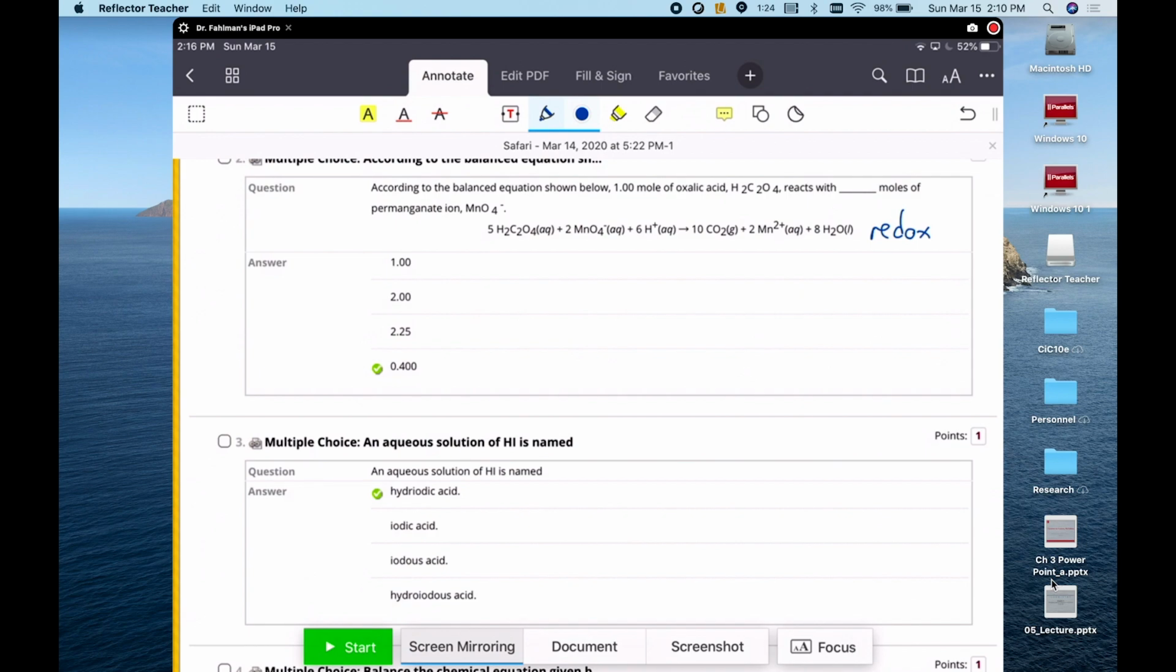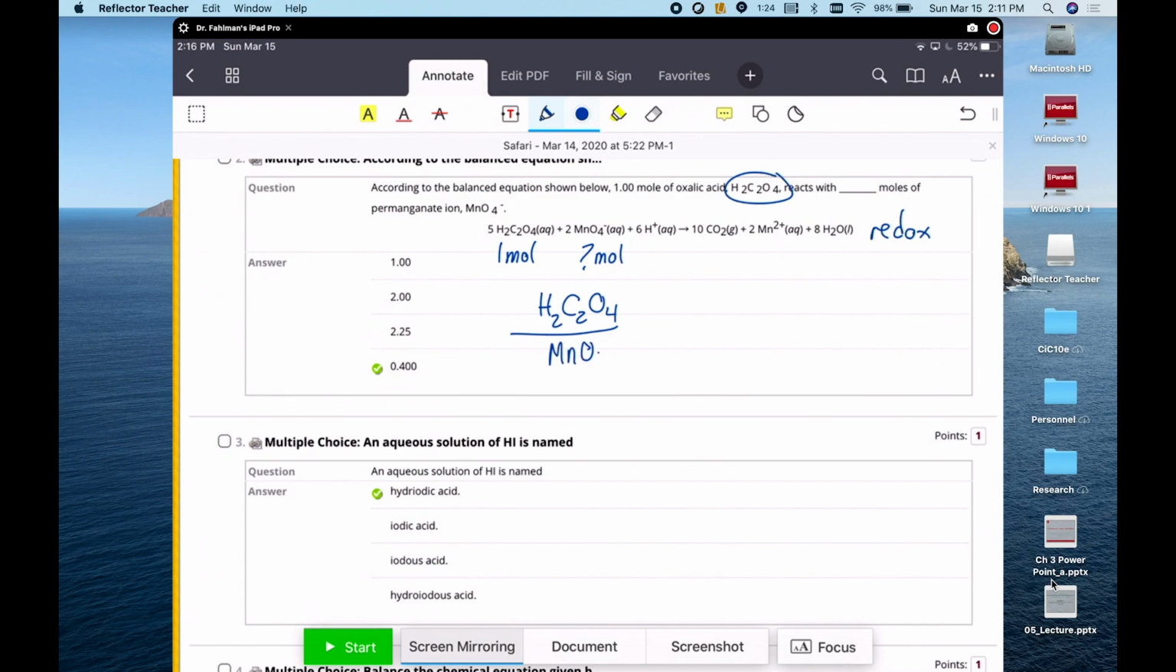And so it's saying if you have 1 mole of oxalic acid, and in case you don't know what that is, it says what it is. Okay, so you have 1 mole of that. And so it's asking then that reacts with how many moles of permanganate? Okay, so for this one, you just set up a little ratio. So we have oxalic acid to permanganate is 5:2. Okay, so I'm just looking at these balance coefficients.